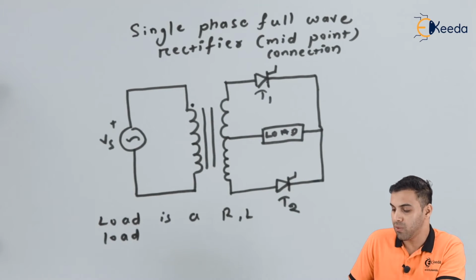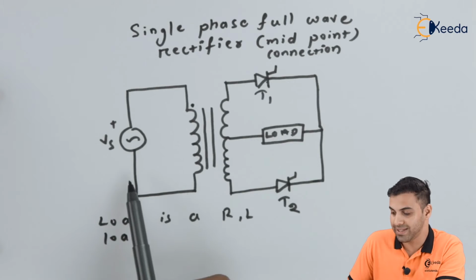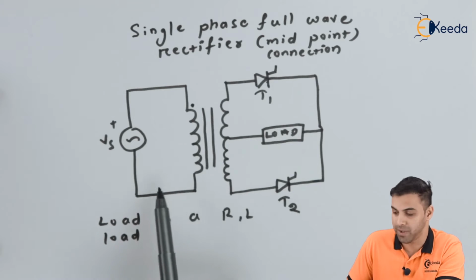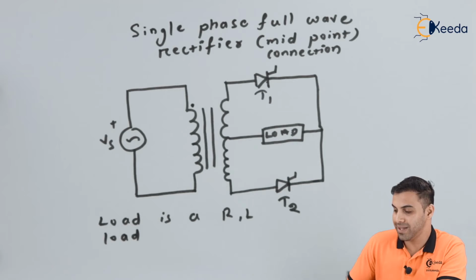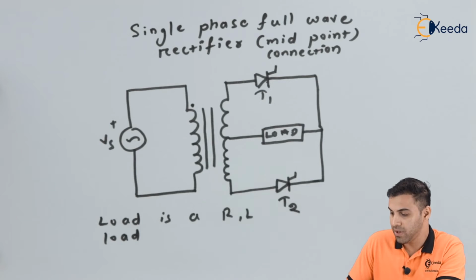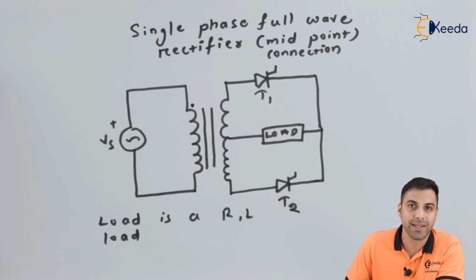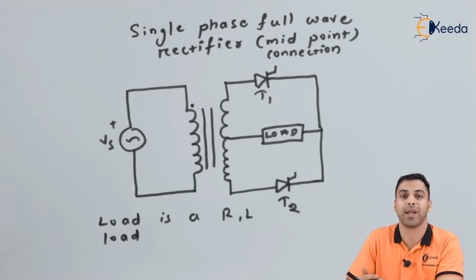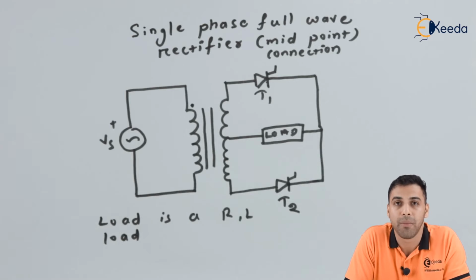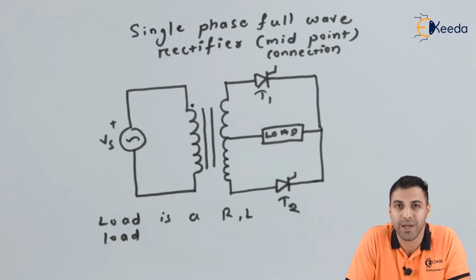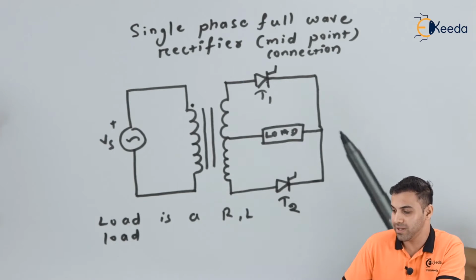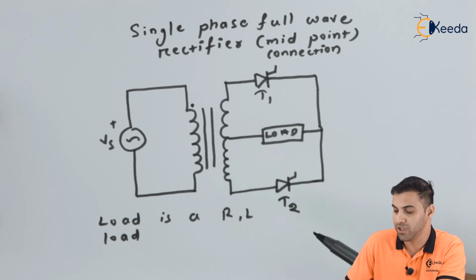Now friends, whenever we connect an AC voltage to the primary terminal of the transformer, you can see there is a small difference here. In the earlier lectures, whenever we were talking about full wave rectifiers, we used to connect diodes across the load. But here, we are connecting two thyristors, T1 and T2.